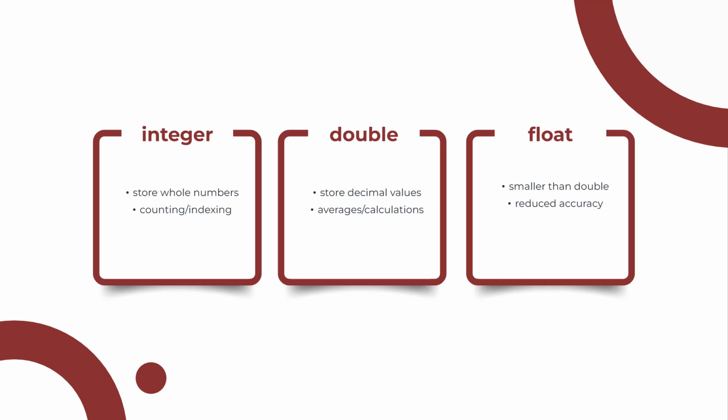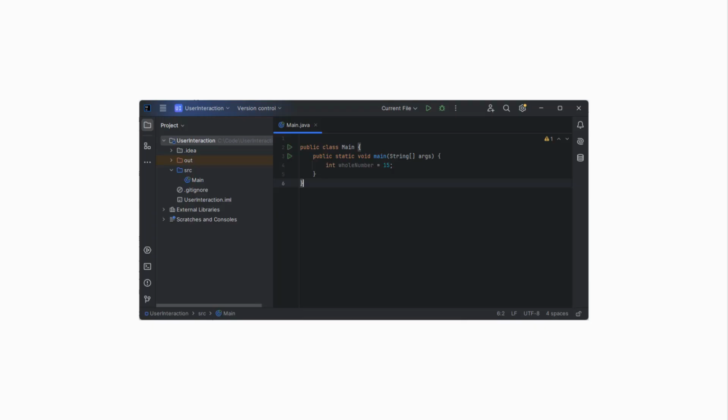If you're working with decimal numbers, you can use either double or float. An int, short for integer, is used to store whole numbers without a decimal point. For example, if we want to store the value 15, we can declare an int variable and give it the value of 15. Now, if you need to store numbers with decimal points, like 30.75, you can use the double type, which stands for double precision floating point numbers.